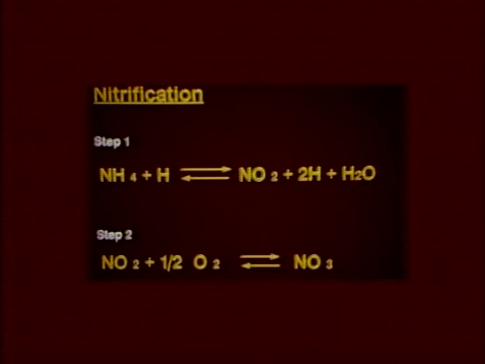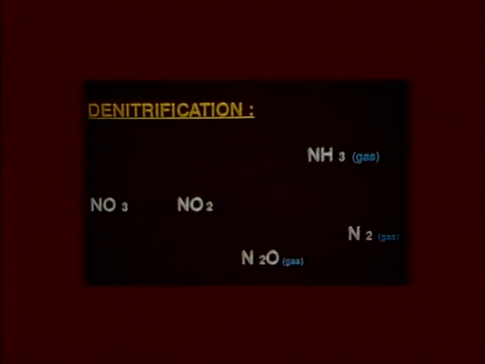Nitrification occurs in two steps. Step 1 results in ammonia being converted to nitrite by the action of Nitrosomonas bacteria. Step 2 results in nitrite being converted to nitrate by Nitrobacter bacteria. Denitrification occurs under anaerobic conditions, that is, without oxygen, resulting in nitrate being converted to nitrite, then nitrogen gas, which is lost to the atmosphere.